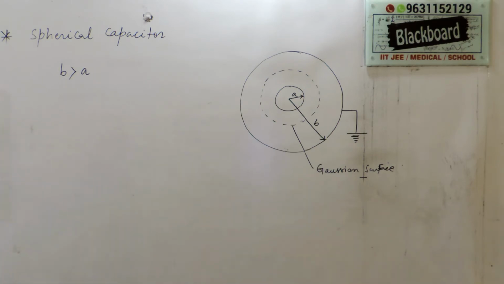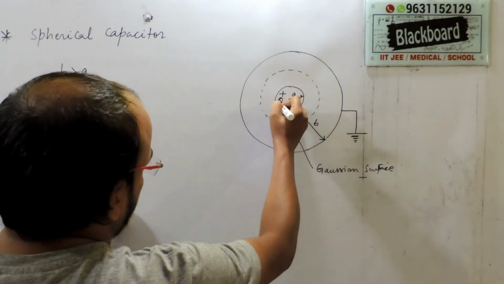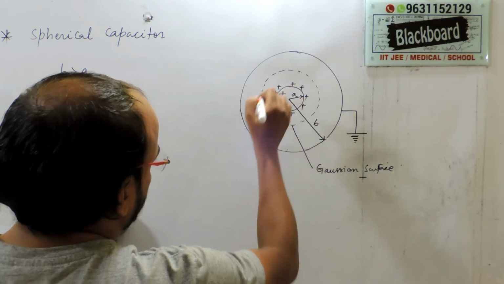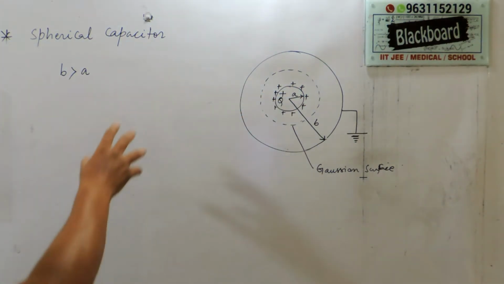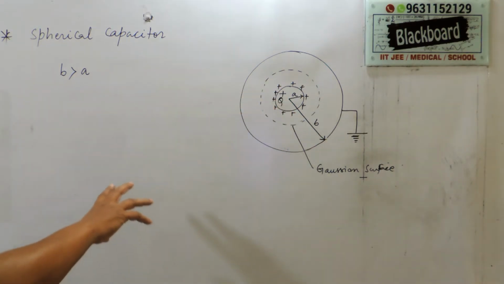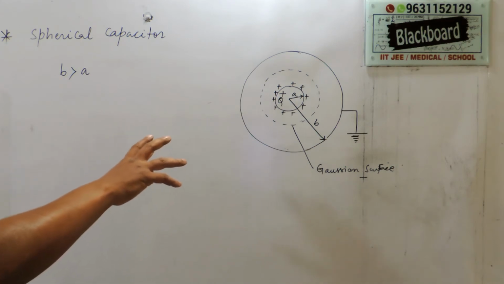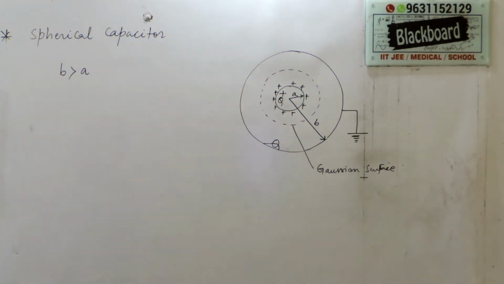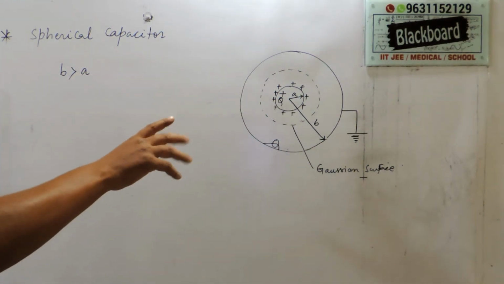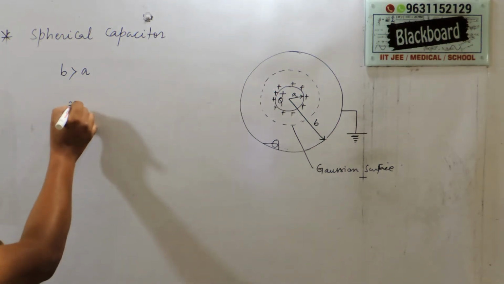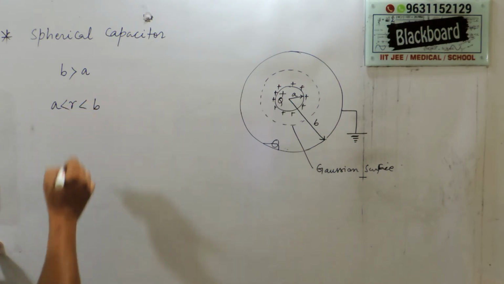Place a charge plus q on the inner shell. It will reside on the outer surface of the shell, and a charge minus q will be induced on the inner surface of the outer shell. A charge plus q will flow from the outer shell to earth. Consider a Gaussian surface whose radius is r, where r is greater than a and less than b.